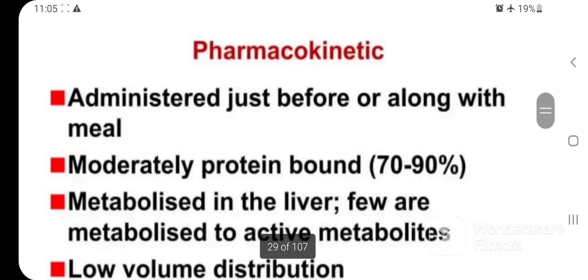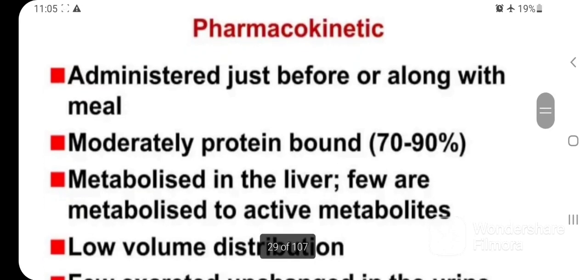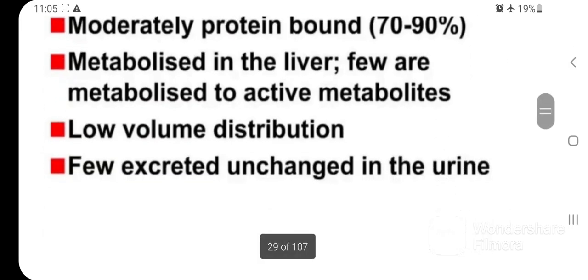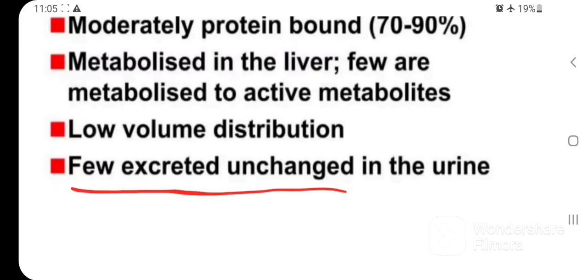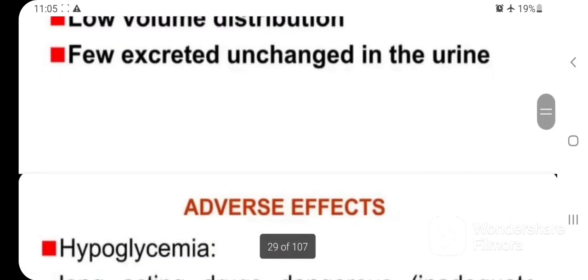Yes, next one is pharmacokinetics. Administered just before or along with a meal. Moderately protein bound, 70 to 80% protein binding is there. Metabolized in the liver, a few are metabolized to active metabolites, with low volume of distribution. Then a few are secreted unchanged in the liver, and a few are excreted unchanged.